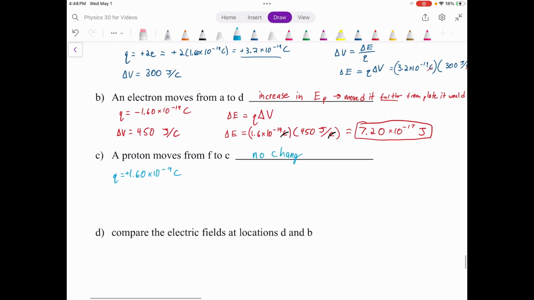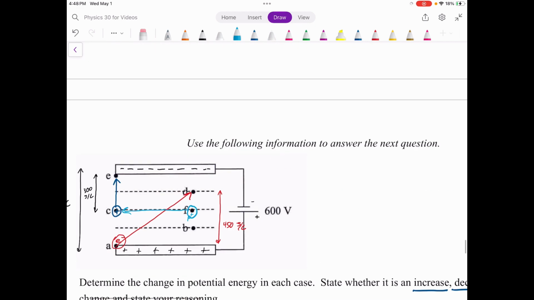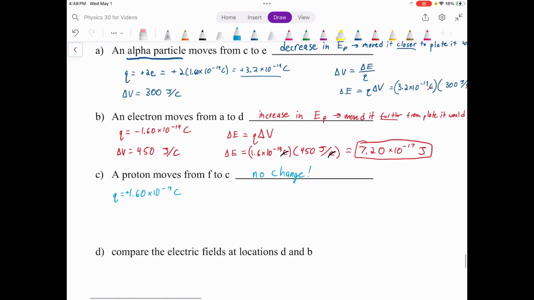We have given it no more energy or no less energy than it had at F, right? If I release the proton from here, it's going to gain kinetic energy as it crashes into the negative plate. If I do the same thing from here, it's going to gain the exact same amount of kinetic energy as it crashes into the negative plate. So I've given it no more or less potential energy.